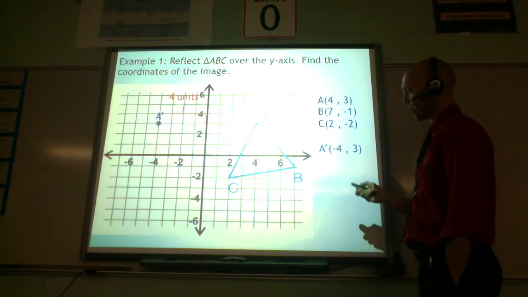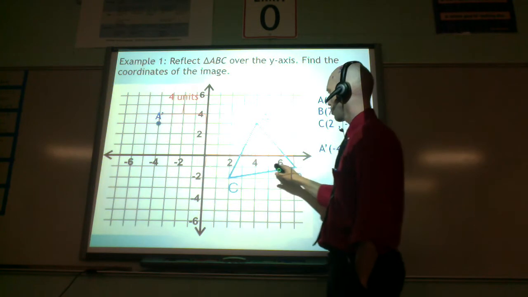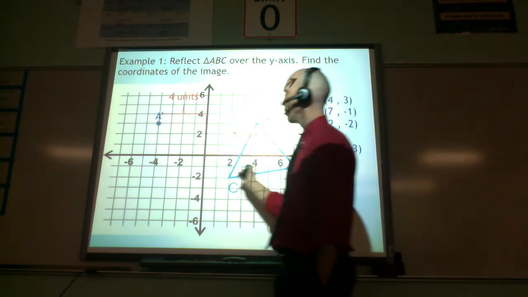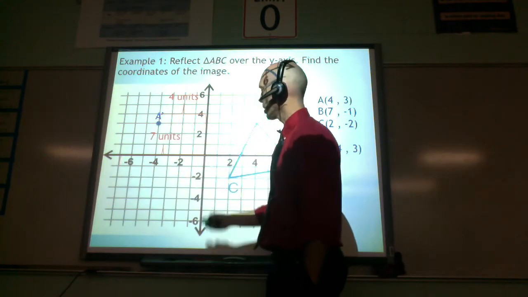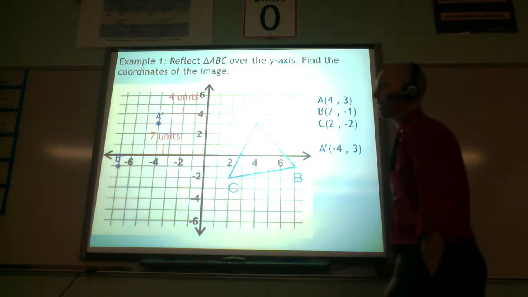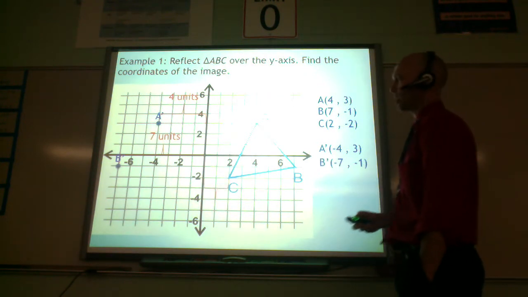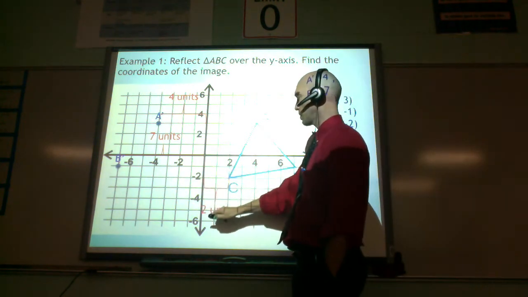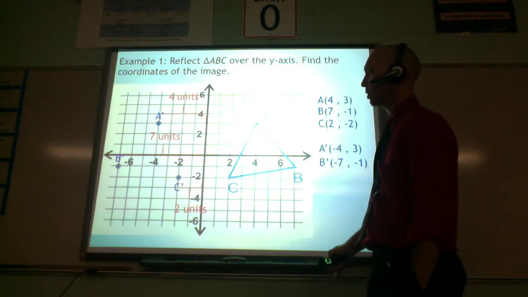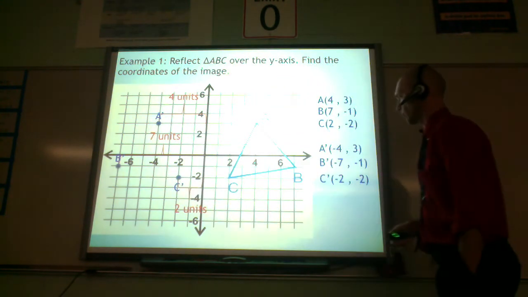We do that with each ordered pair. So B right here, same thing. How far away is that? 1, 2, 3, 4, 5, 6, 7. So I'm moving over 7 units over here. I'm going to put my new B prime right there, and that's the ordered pair (-7, -1). Same thing with C, but C is only 2 away. So I'm going to take that 2 and slide it over here. That'll be my new C prime, and that's the ordered pair (-2, -2).